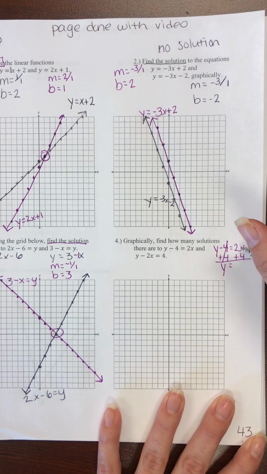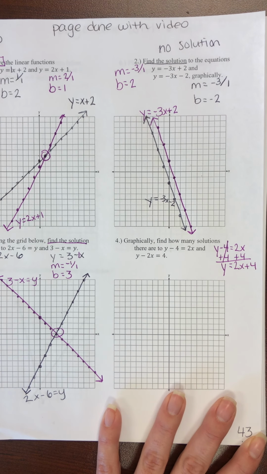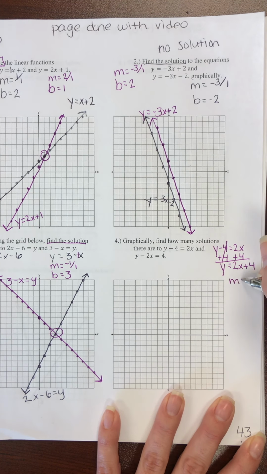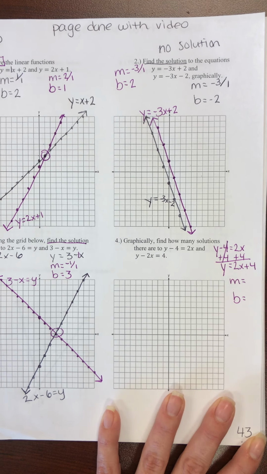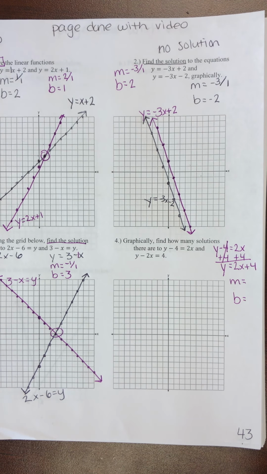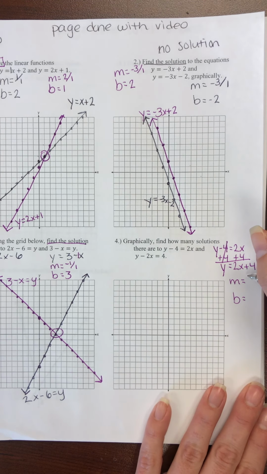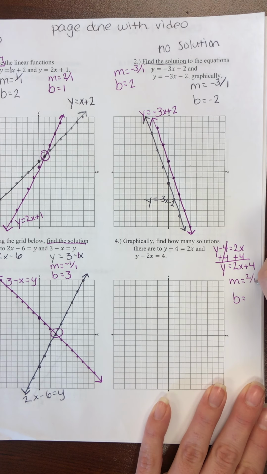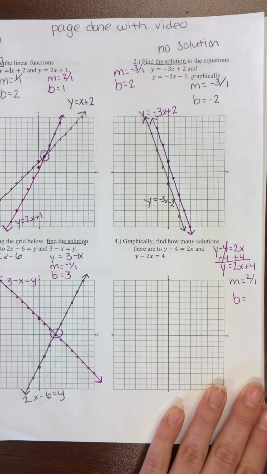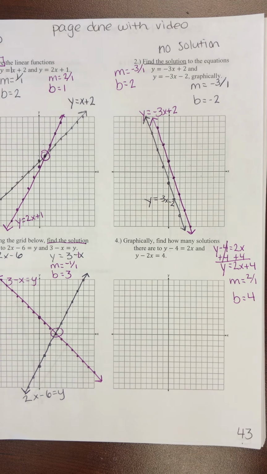I cannot combine these together because the 4 doesn't have an x. So my equation is y equals 2x plus 4. And then I'm going to pull out my m value and my b value. So remember, m is always in front of x. It's my slope or my rate of change. Put it over 1 to make it into a fraction. My b value is 4.